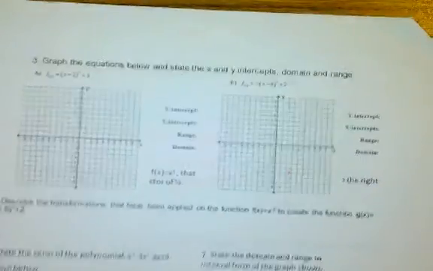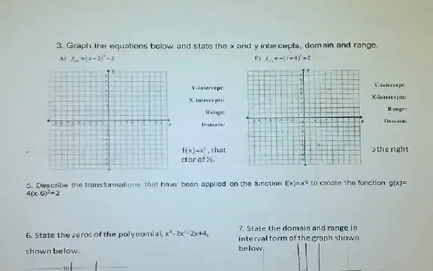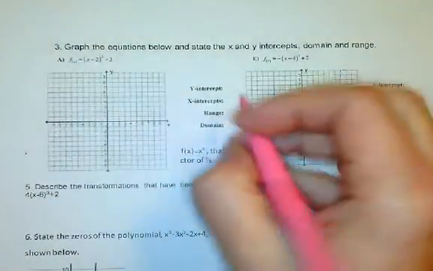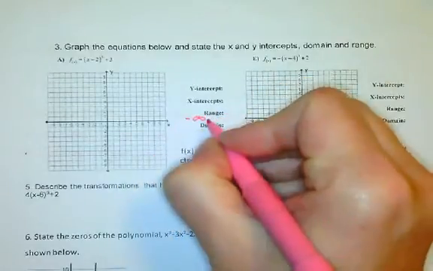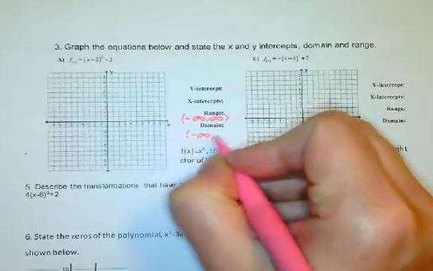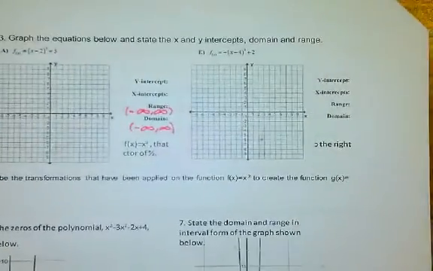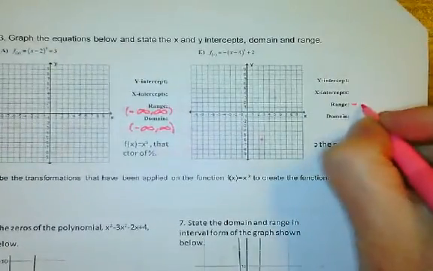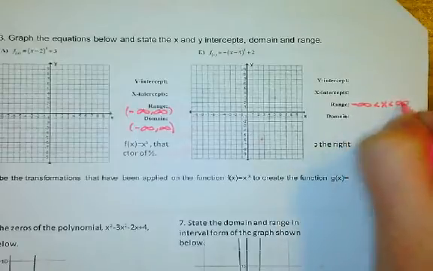Okay, on number 3 it says graph the equations below and state the x and y intercepts in the domain and range. Now again, the domain and range on every single one of these is going to be negative infinity to infinity. Now I'm going to write it in interval notation. And I think this one over here I'll actually write as an inequality, just so you understand the difference.